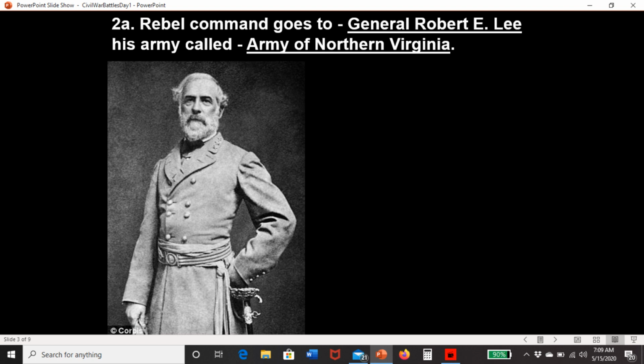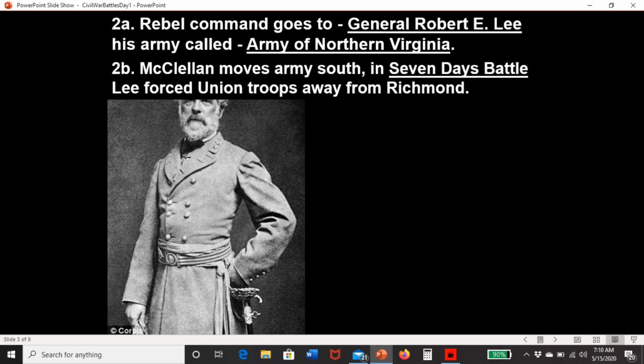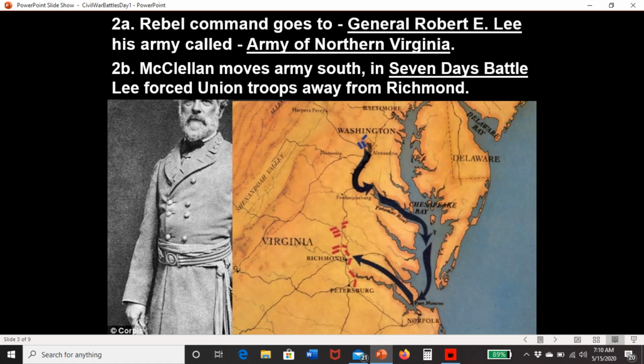As I said, the rebel command is going to go to General Robert E. Lee, who decides that he's not going to lead the Union and is going to fight for his homeland. He is going to take control of a much smaller army, about 40 to 60,000 troops, in the Army of Northern Virginia. The next battle we're going to talk about takes place over the course of 7 days in 7 different locations. It is called the Seven Days Battle.